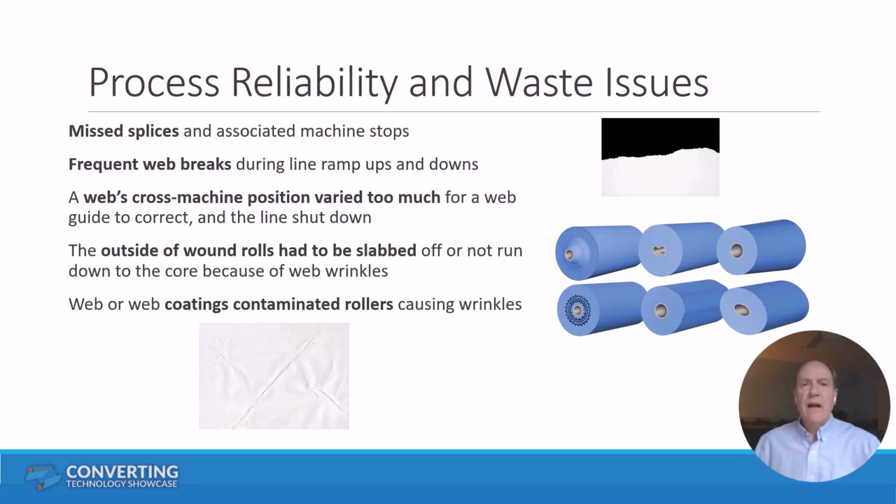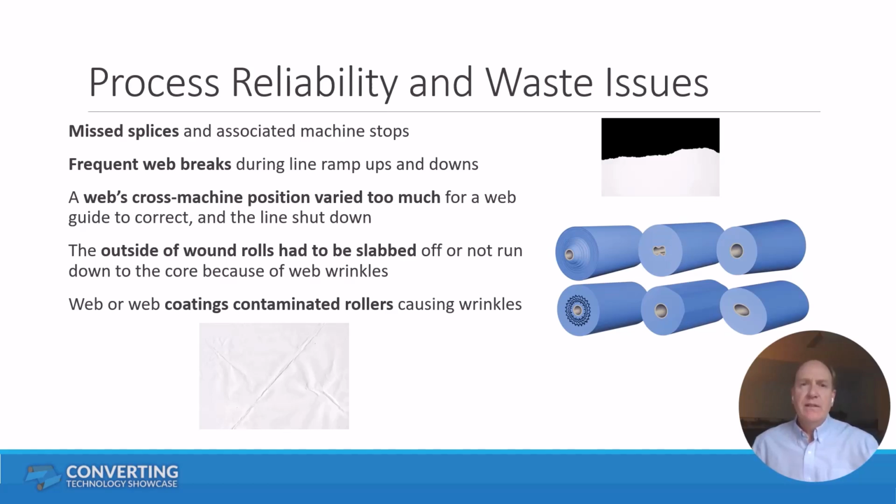In terms of reliability and waste, certainly in web converting, missed splices are common, and the machine stops associated with that. Web breaks that happen during line ramp-ups and ramp-downs because of all the transients, or a web that mistracked or steered off of center line so badly that even a web guide couldn't correct its position and the line would shut down.